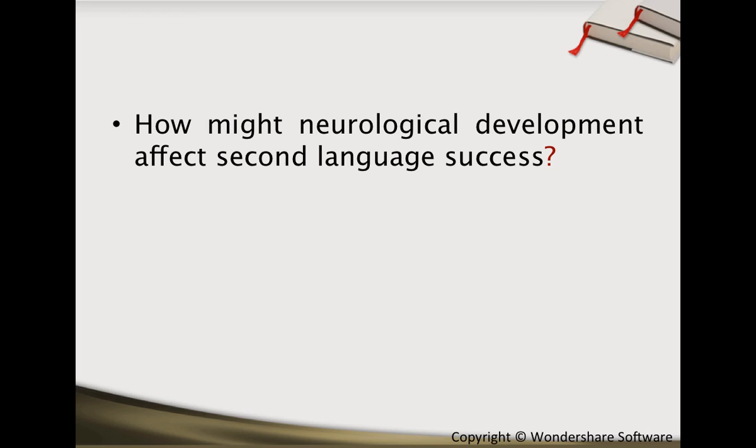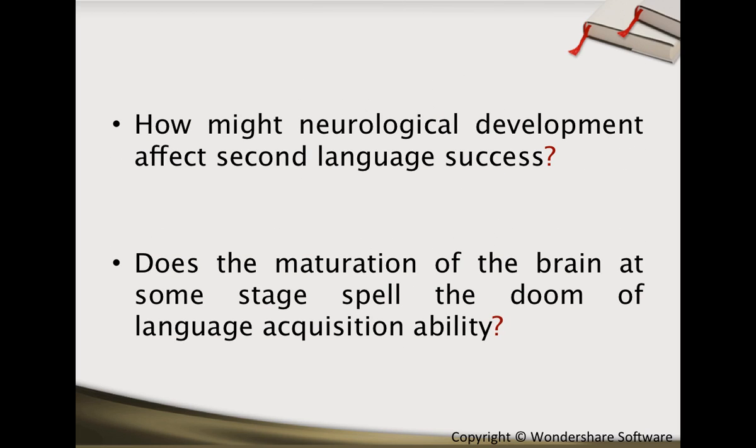And here, if we look at the lateralization of the brain, psycholinguists ask questions like how might neurobiological development affect second language success? That is to say, as the brain matures, develops and grows, does it affect the successful acquisition of a second language? And the second question they are tackling here is does the maturation of the brain at some stage spell the doom of language acquisition ability? That is to say, does the brain's maturation or growth stop the ability of acquiring a language appropriately?